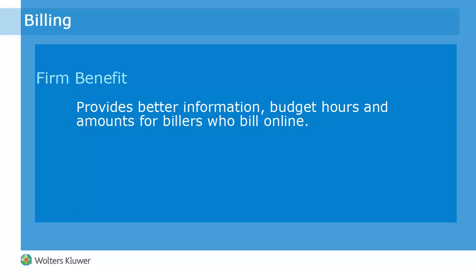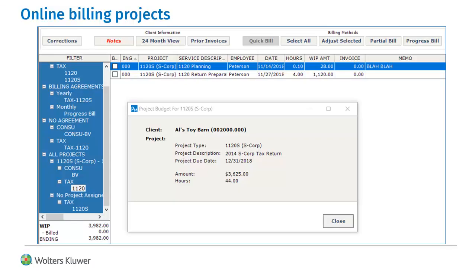Expanded billing information provides budget information for online billers working with projects. Online bill managers may now view project budgets including both hours and amounts when making their WIP billing decisions. To bring up the budget form, tap on the project in the navigation bar.